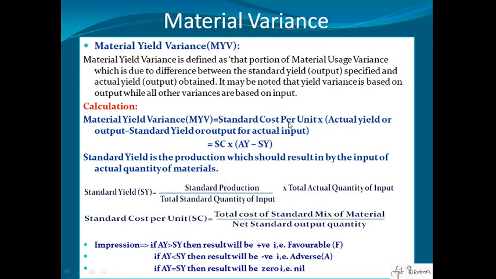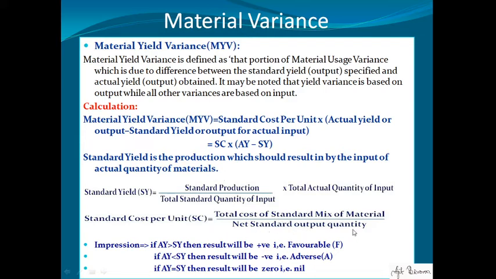Material yield variance is standard cost per unit multiplied by actual yield or output minus standard yield or output on actual input. Standard yield is that proportion which should result in by the input of actual quantity of materials. Here standard yield is equal to standard production divided by total standard quantity of input multiplied by total actual quantity of input, and standard cost per unit is equal to total cost of standard mix of material divided by net standard output quantity.